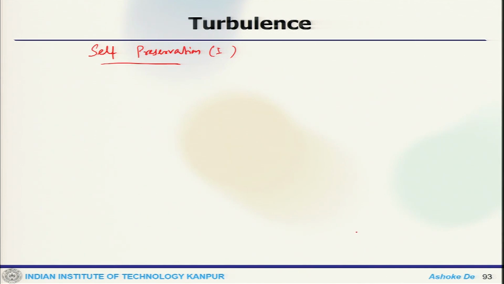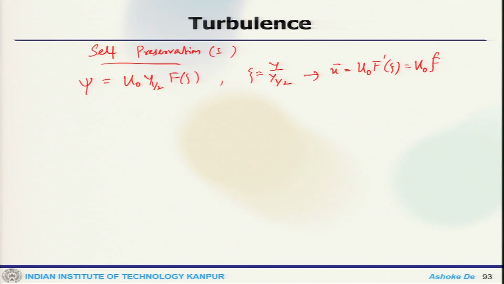So, we can introduce some stream function that automatically satisfies mass conservation, where psi is u naught y half f of xi, where xi is y by y half. So, that means the mean velocity profile is u naught f prime xi, which is u naught small f of xi.